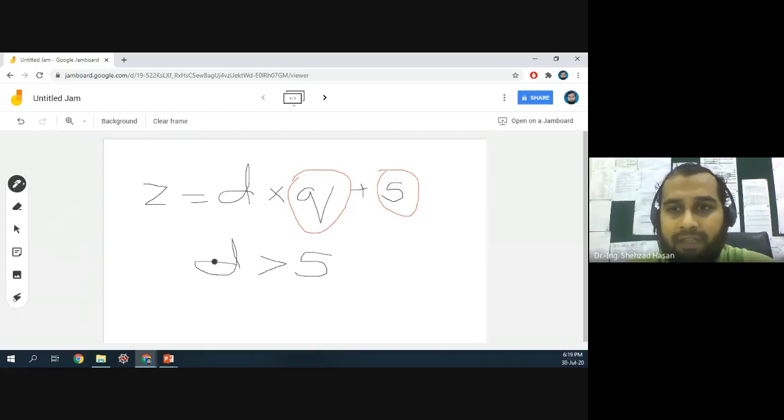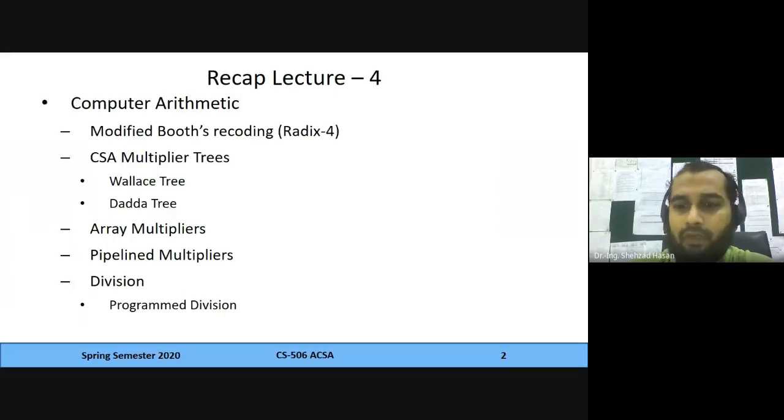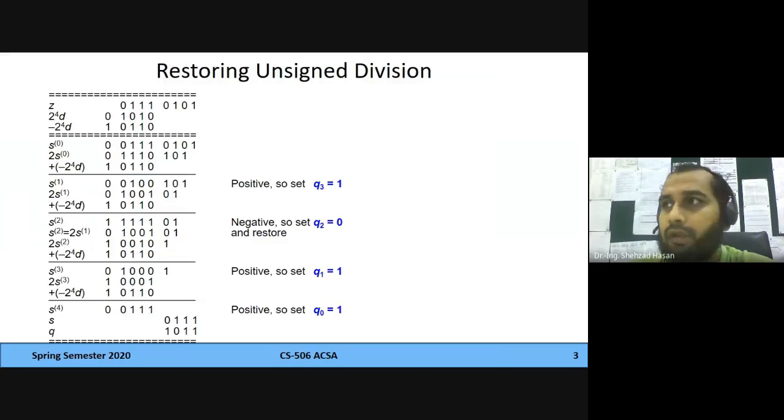But in the last class, we didn't look at how to do division using an algorithm. So the first algorithm that we are going to talk about is a restoring unsigned division algorithm. We are first of all looking at unsigned division. When you're talking about unsigned numbers, you're talking about positive numbers.